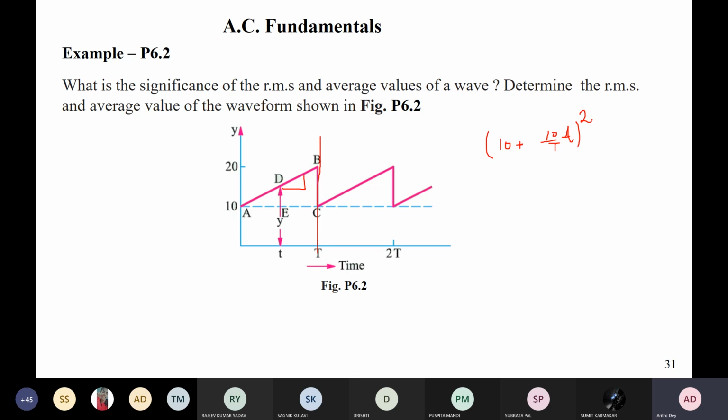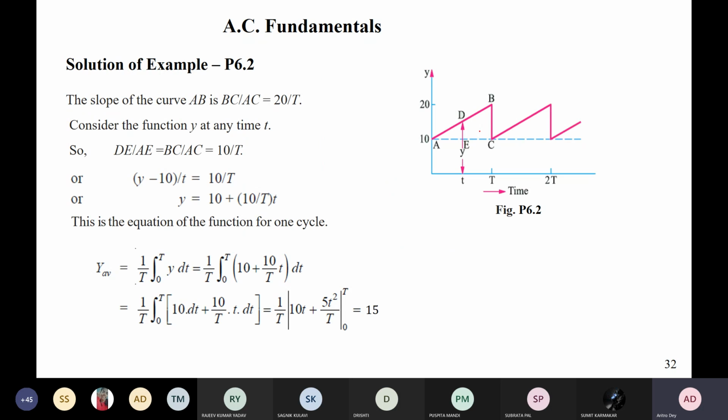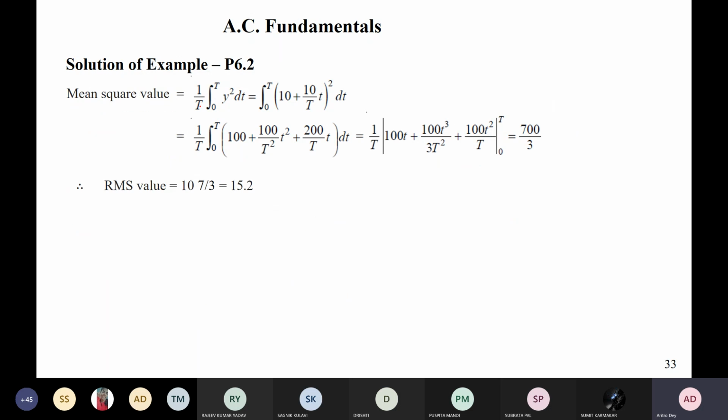You get the square of it and then you solve. Here it is shown how you calculate it. To find out the average value, we just solve it simply like this. For the RMS value, we get the mean square value, and then the RMS value will be root over of 700 divided by 3. It's like this, y squared dt. If you wish to, you can change your scales and all. That is also possible, and with that you solve it like your usual integration.